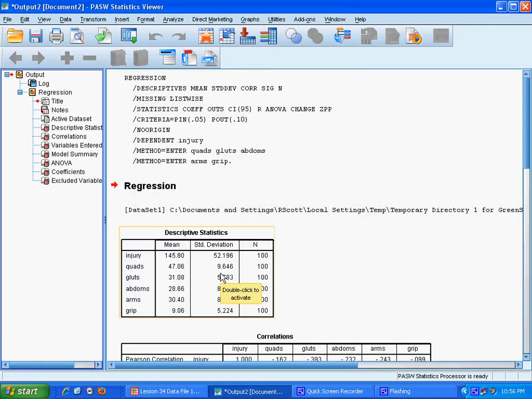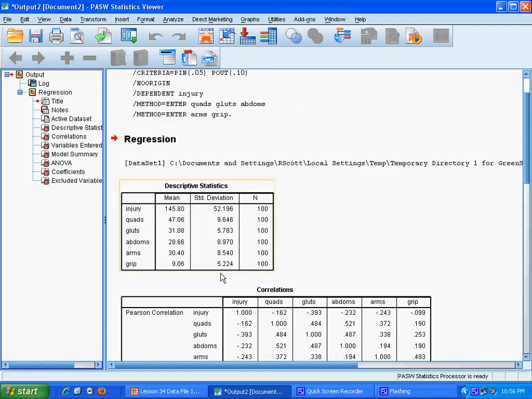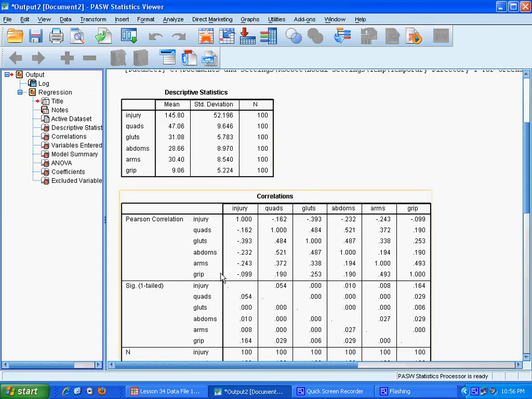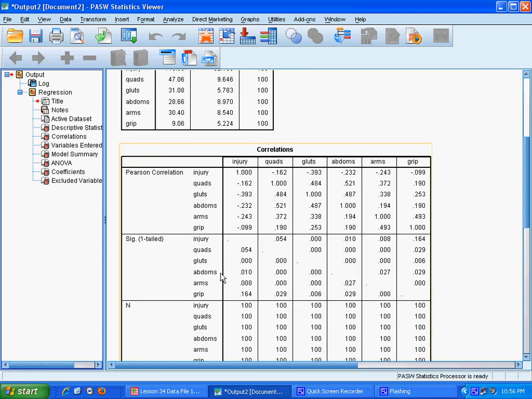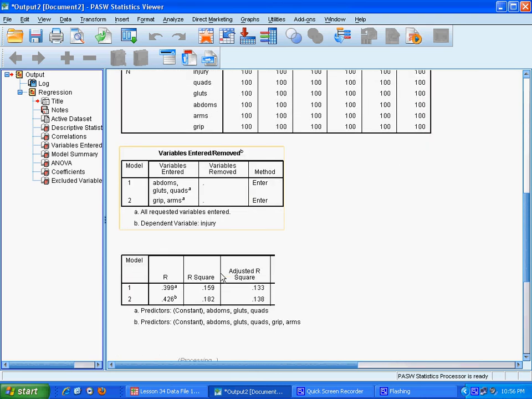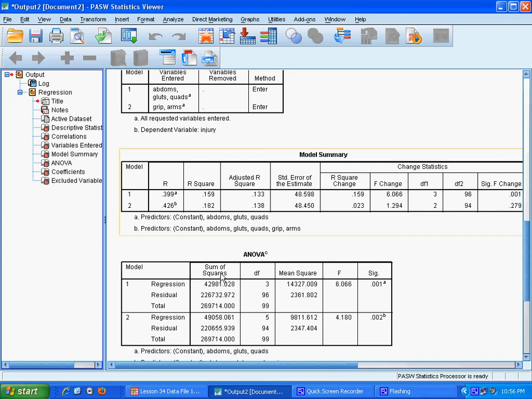Okay, since I mentioned that we're going to look at the R change, examine the change in R squared, we're going to go straight to that. I'm going to go down to the model summary, which shows us the R squared change.